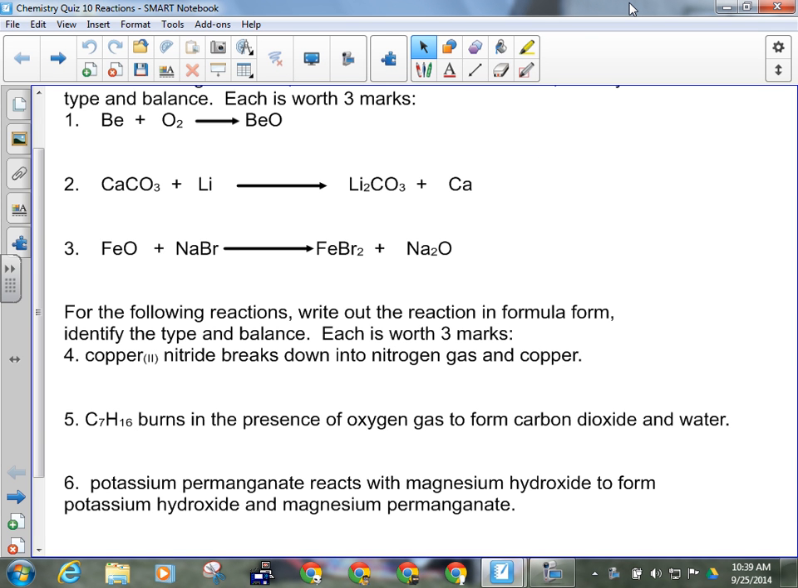Okay, so to give you some idea here, guys, this is exactly what you will see on your unit exam about reactions. I will give you some that are like these and ask you to balance them, write them in words, and identify. I will give you some that are written in words and ask you to write them in formula form, identify, and balance.